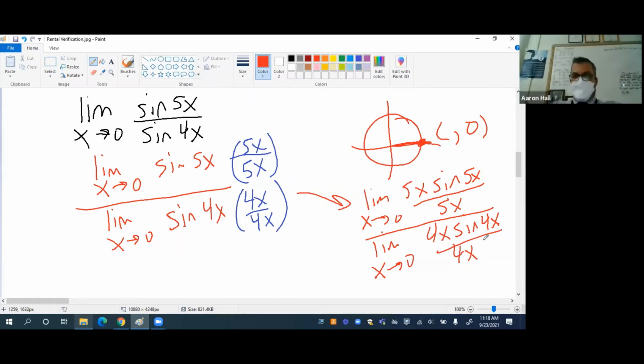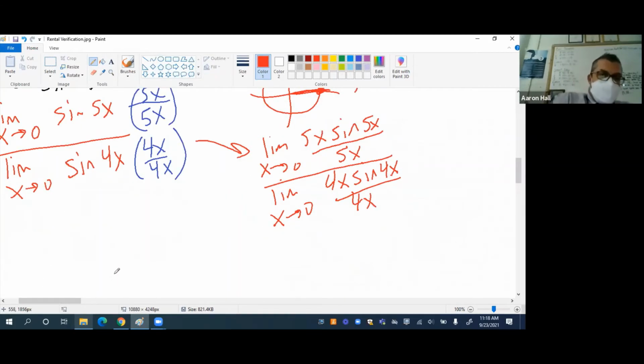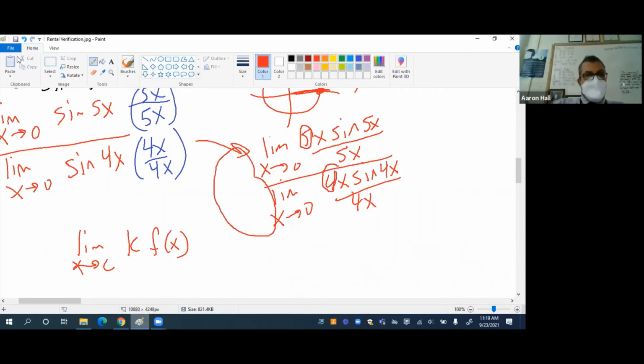Did you simplify out the 5 and 4? Yeah, and don't we have a property where if I have the limit as x approaches something of k times a function, what do we get to do with the k? Can't we do that with the 5 and the 4? What comes in the front? 5/4. Yeah, that gives me 5/4 times this other mess here.